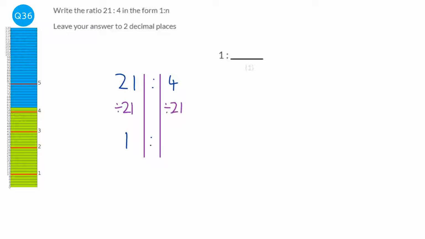So 21 divided by 21 is 1, perfect, that's what we wanted. 4 divided by 21 is 0.190 blah blah blah. It says it wants it to 2 decimal places, so it's going to be 1 to 0.19.